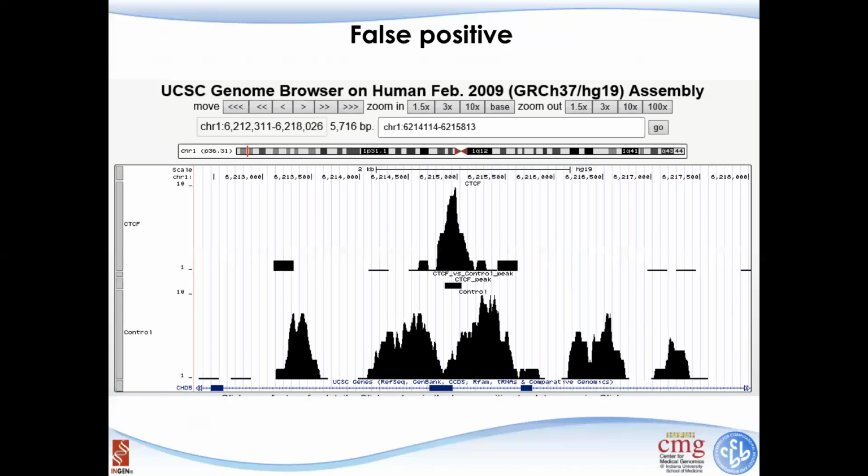And what's that? From that one, if I enlarge the first area without the control, the peak looks good, and there is some read pile-up here. But when we look at the control, there is some enrichment here too. Even though we have no idea what they are, maybe some bias, definitely we cannot call this a peak. So this is a false positive, which can be identified if we use the control.